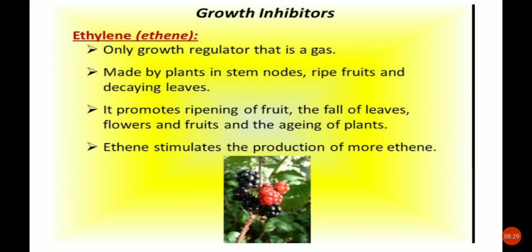So what happens with this ethylene? It helps in ripening the fruits and decaying leaves, because it is a growth regulator, a growth inhibitor. It promotes ripening of fruits, the fall of leaves, flowers and fruits, and the aging of plants. It shows the aging of the plants.